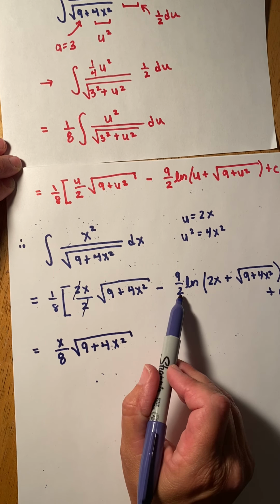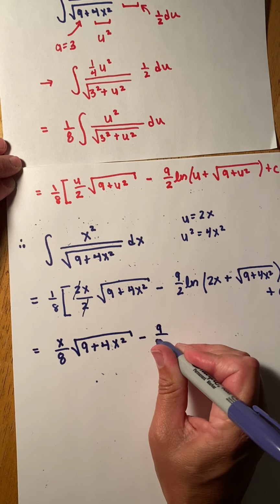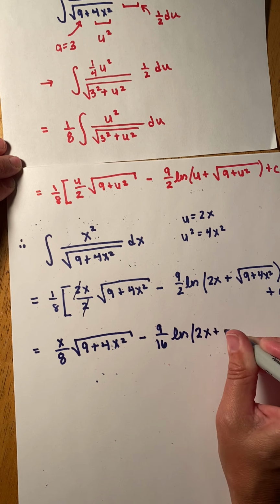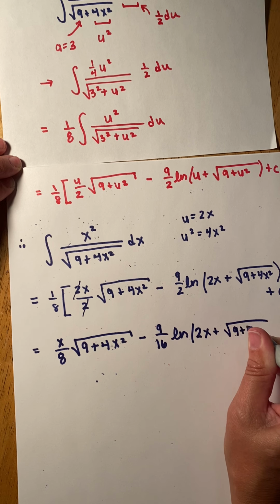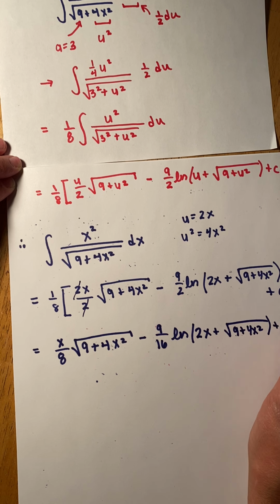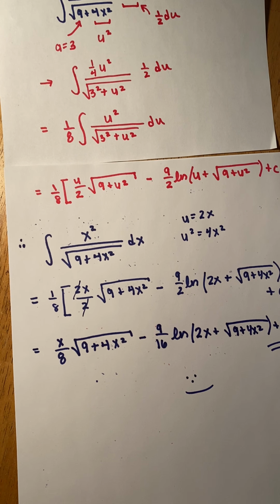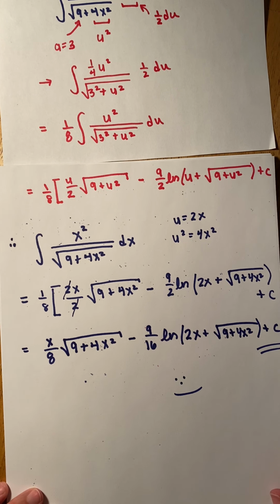In this, I distribute that 1/8. We're going to get minus 9 over 16, the natural log of 2x plus the square root of 9 plus 4x squared, and then don't forget your plus c. Woo! These take practice and patience.